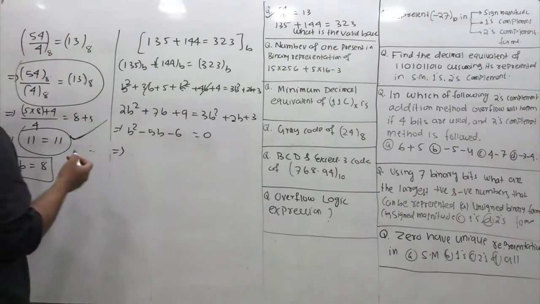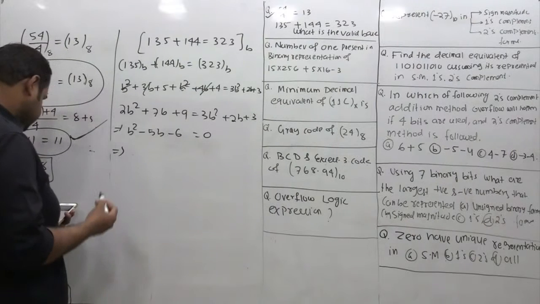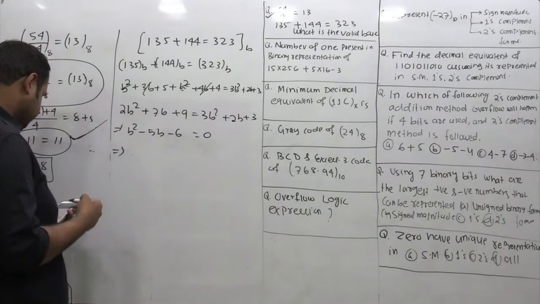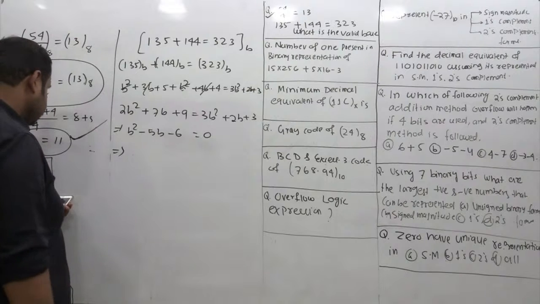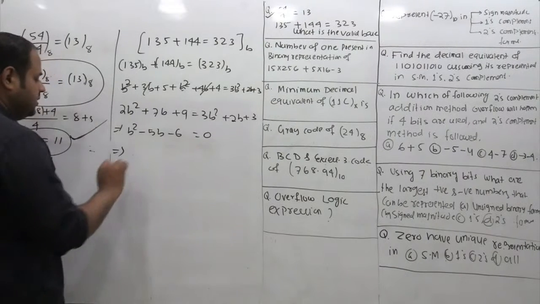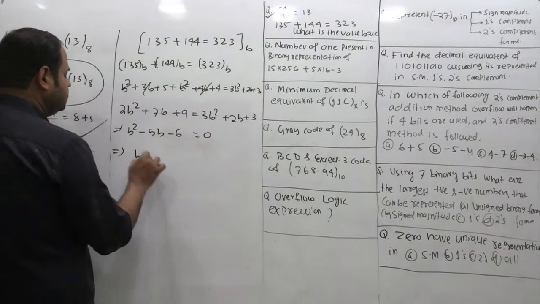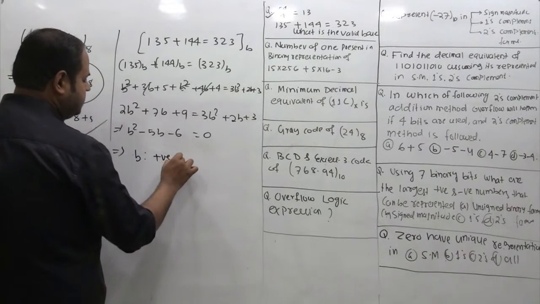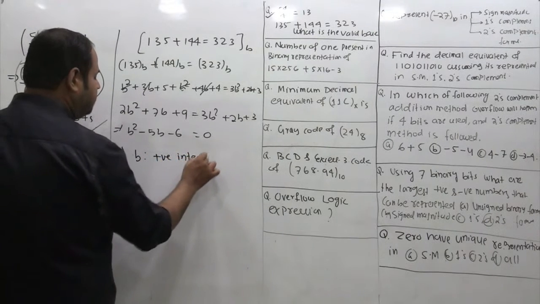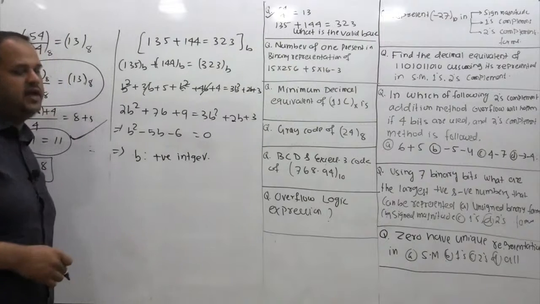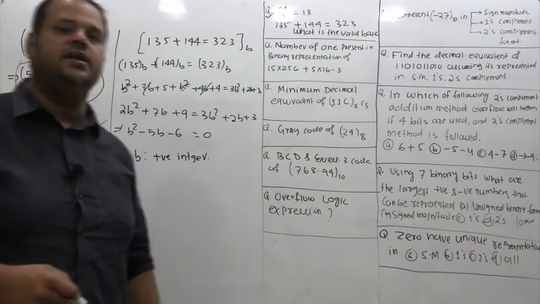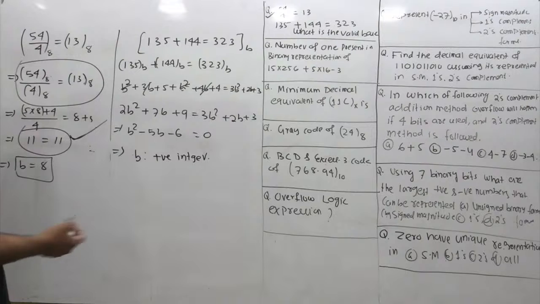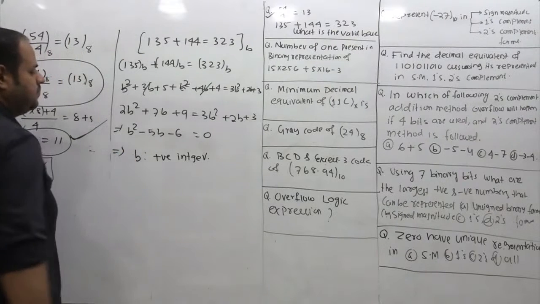So you will get one positive root and one negative root for this. Do remember, the base b is always a positive integer. The base cannot be negative, it cannot be a fraction, it cannot be a non-integer. You cannot say the base is something like 2.4. So the base is always a positive integer.